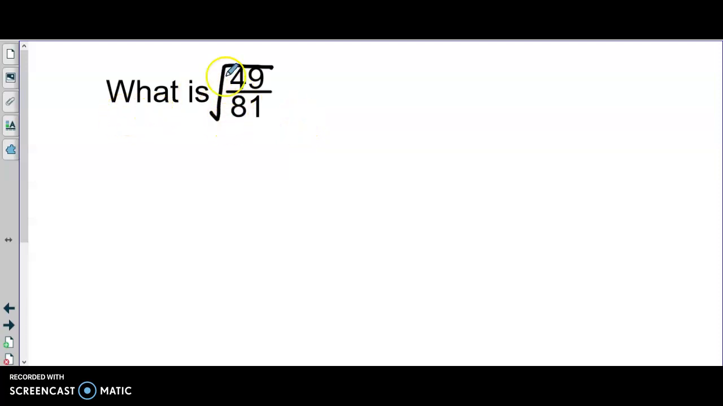What is the square root of 49/81, or 49 divided by 81? So when we see this giant square root, we can actually break it apart into two separate square roots. This says the same thing as the square root of 49 over the square root of 81.